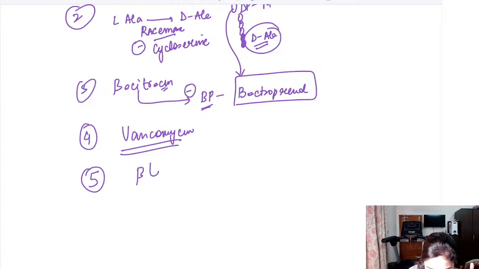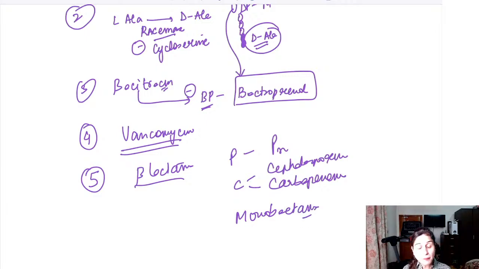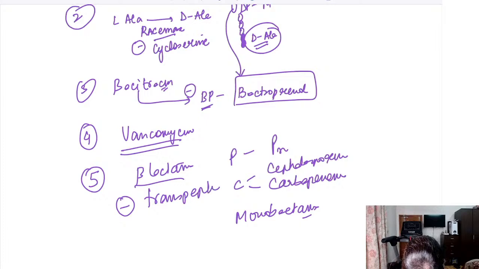Then you have your beta-lactams at step number 5. So your PCM, or paracetamol, you remember, which is your penicillins, your cephalosporins, your carbapenems and monobactams. So these are all your beta-lactam group of antibiotics. What they do is they inhibit the transpeptidase.